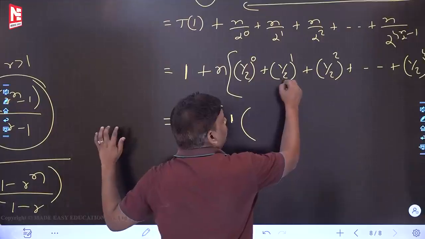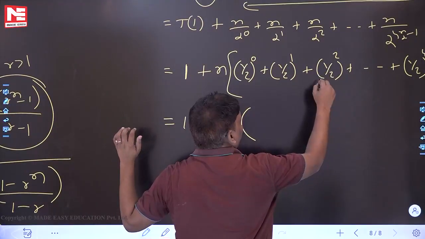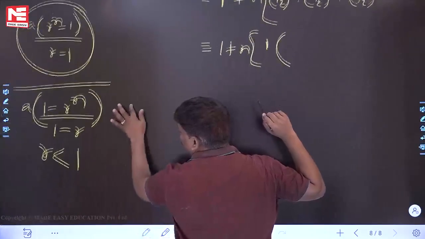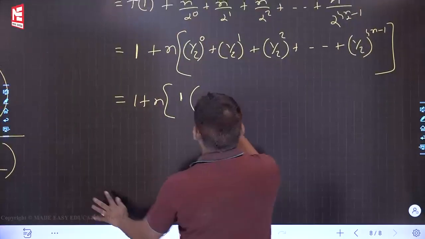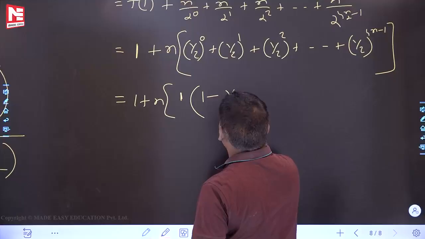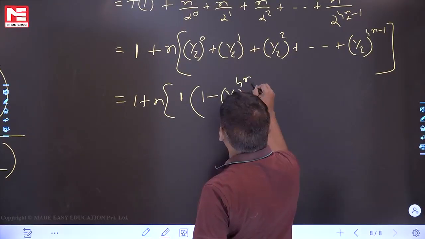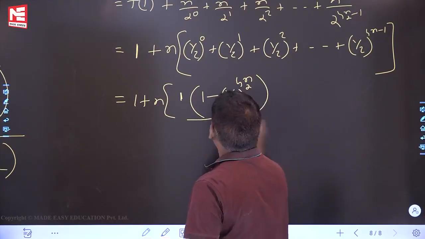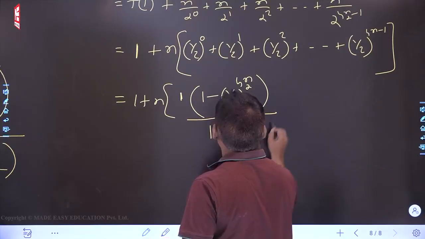Can you help me now? What is the R value here? 1 by 2. 1 by 2 is less than 1, so I think this is the formula. So what is the answer? A into 1 minus R power n, R is 1 by 2 whole power. How many terms? Log n terms. By 1 minus R, 1 minus 1 by 2.